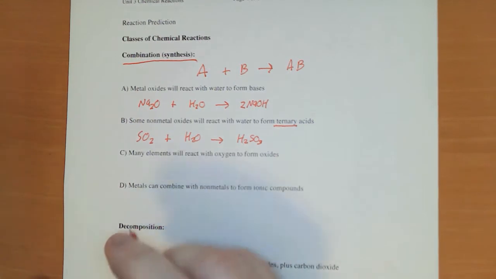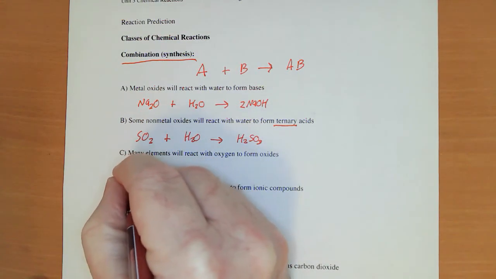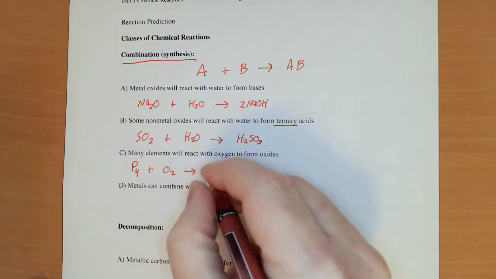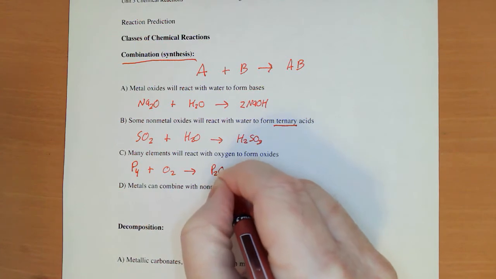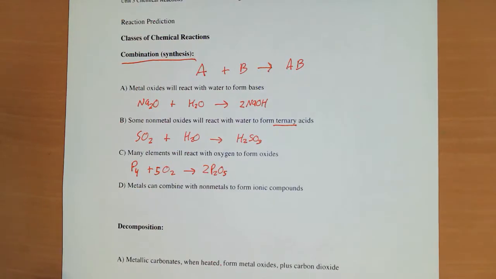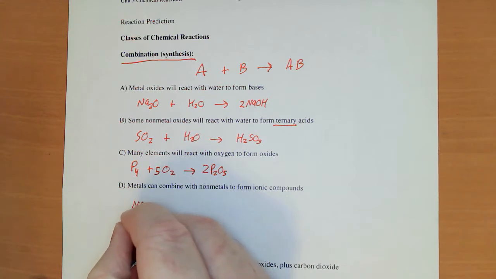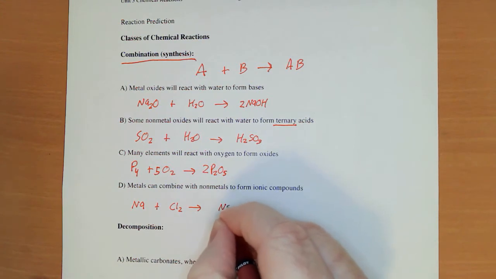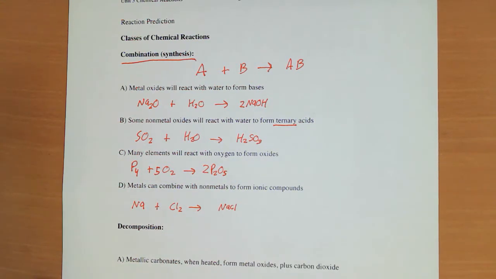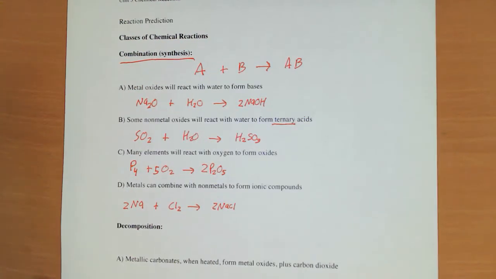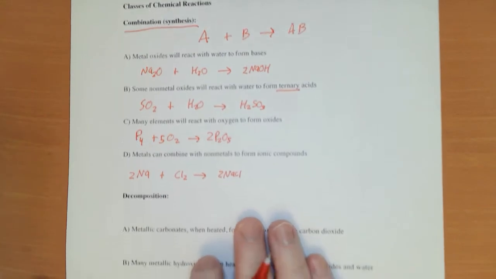Now, lots of elements, almost the whole table, can react with oxygen. P4 plus O2 to give me P2O5. That's just one example. There are many, many others. And metals can combine with nonmetals. They form salts. So sodium can react with chlorine and form sodium chloride. We put a 2 there, we put a 2 there to balance it. All right, so that's a combination.